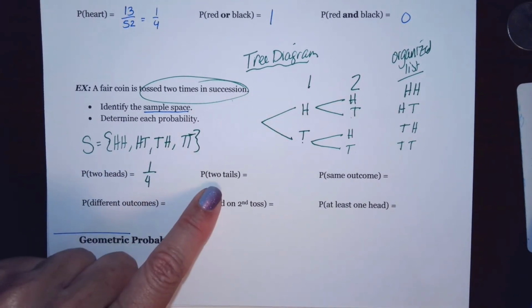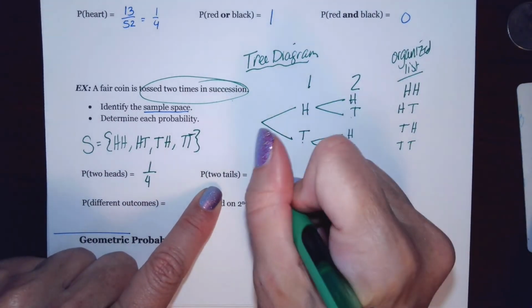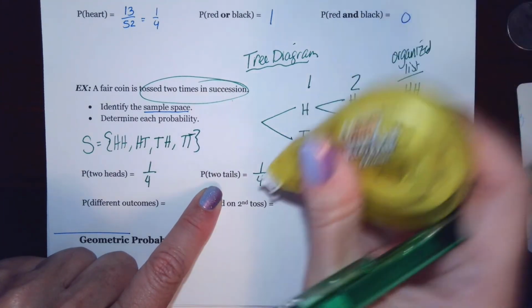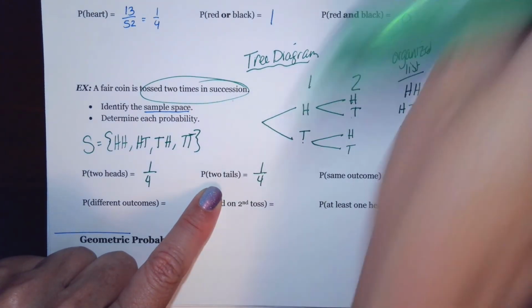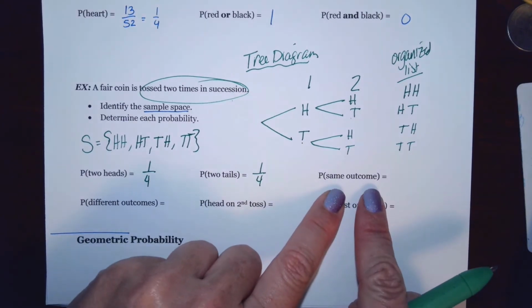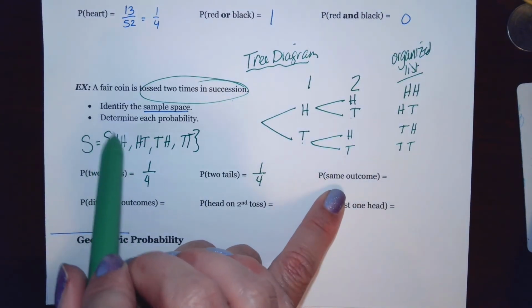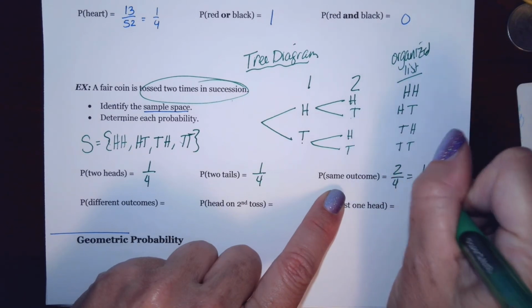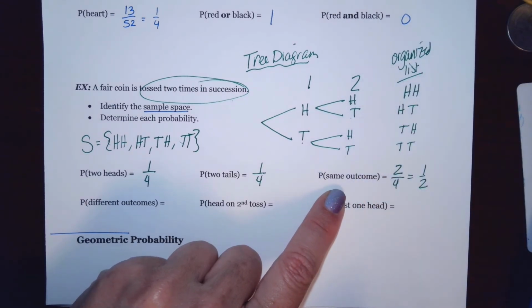What's the probability that I get tails both times? Well, 1 out of 4. And that's just what that is. There is no equal to. What's the probability that I get the same outcome? So that would be either both heads or both tails. Well, that's 2 different ways out of 4, or half. My probability is 1 out of 2, or 0.5.